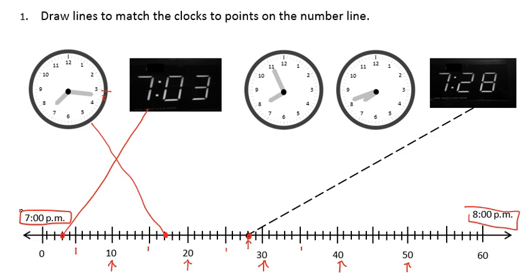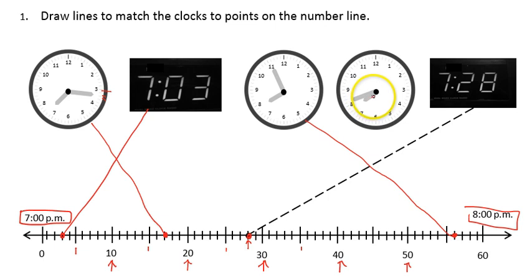The next clock is about 4 minutes before 8 o'clock. Another way to look at that would be 7:56. So I'm going to find the 7:56. Here's 50, 55. One more spot would be 7:56. So I'll draw those to connect that clock to that point.